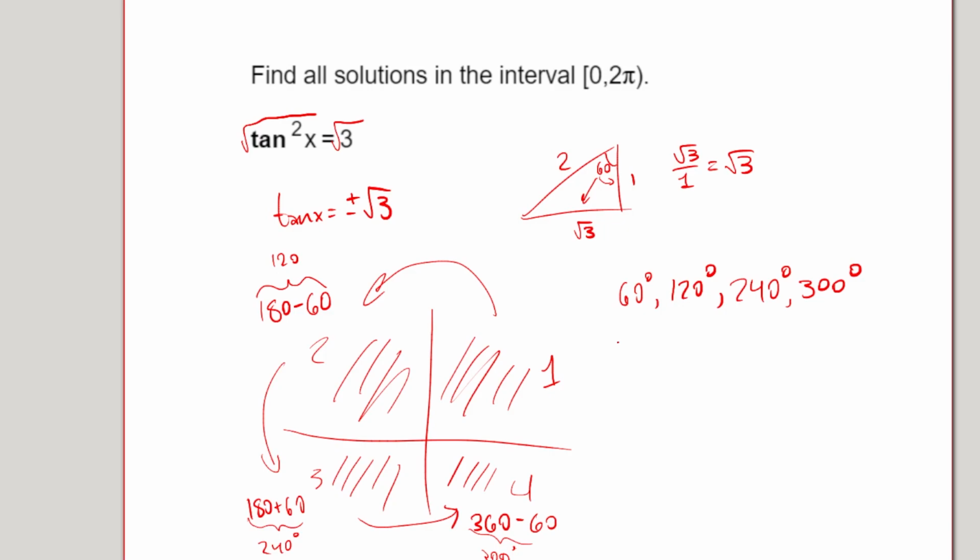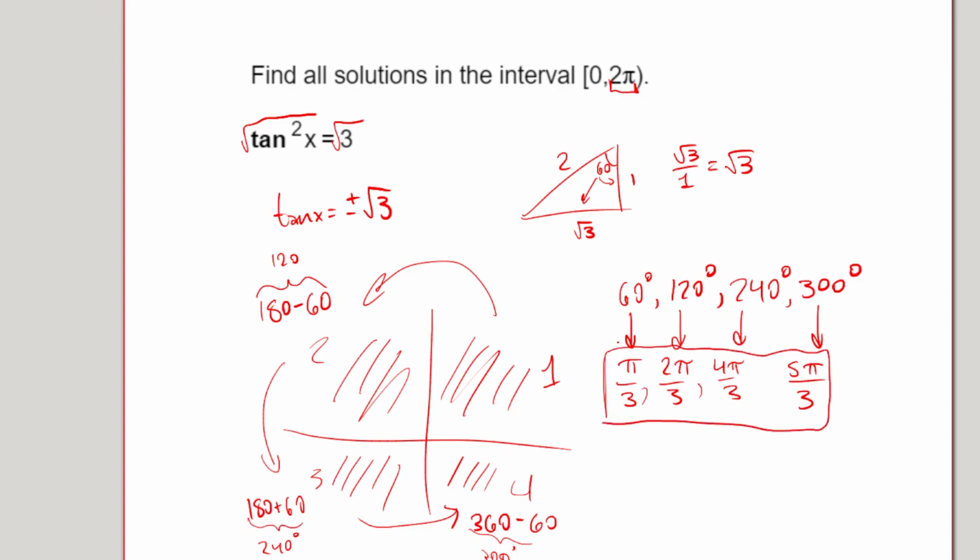But as you can see, we have 2 pi right here, and in MyMathLab or Math Excel, it'll probably ask you to put it in a form with pi. We can easily do that by remembering that 60 degrees is pi over 3. Then 120 is 2 pi over 3, 240 is 4 pi over 3, and 300 is 5 pi over 3. And there we go. Those are all of our solutions.